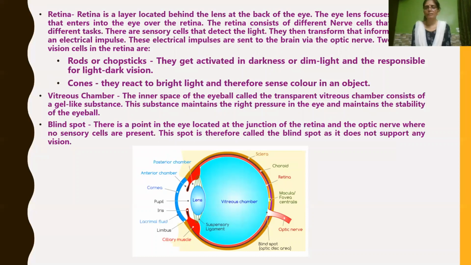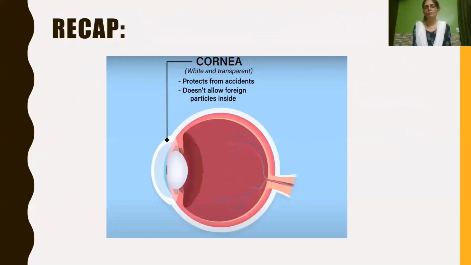The next part is the blind spot, and there is a point in the eye located at the junction of the retina and the optic nerve. In that place, at the junction between the retina and the optic nerve, no sensory cells are present. Therefore, this spot is called the blind spot. And in the next session, we will be learning in detail about the blind spot.